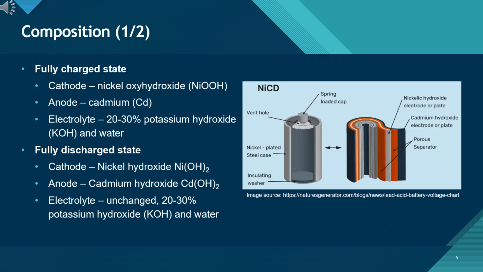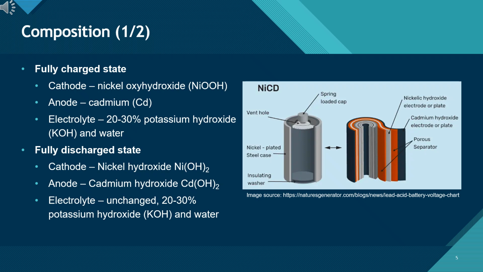When the battery is fully discharged, the cathode changes into nickel hydroxide, NiOH2, and the anode becomes cadmium hydroxide, CdOH2. But here's the important part. The electrolyte stays the same, still KOH and water. That's different from lead-acid batteries, where the acid concentration changes a lot during charging and discharging.